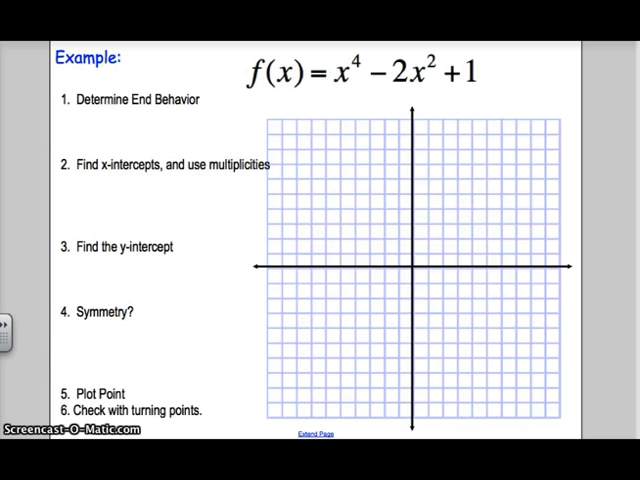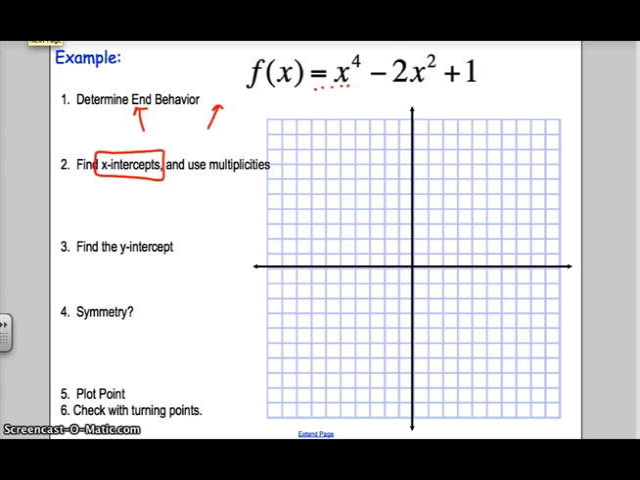So let's take a look at graphing this one. Determining the end behavior. Since it's x to the 4th and it's positive, it looks like it will start and end going up in the positive direction. So I know that in between there something might go on, some wiggly lines in between there, but for sure it will end going up. Now we want to find the x-intercepts. So we're going to take a moment and factor this.